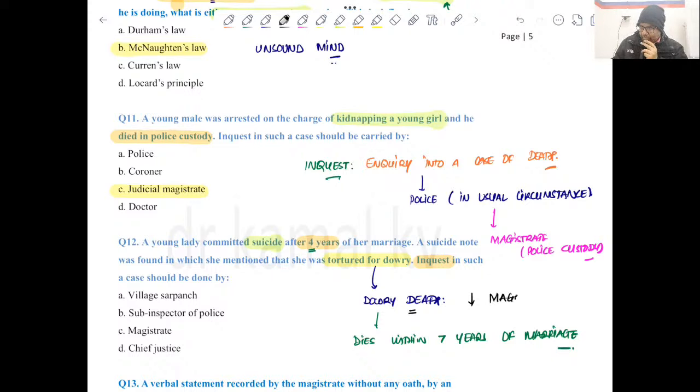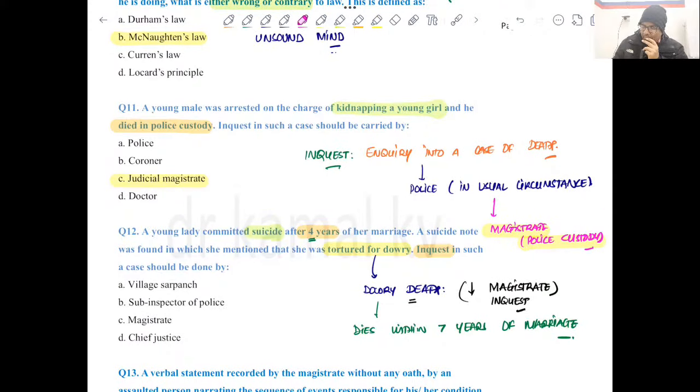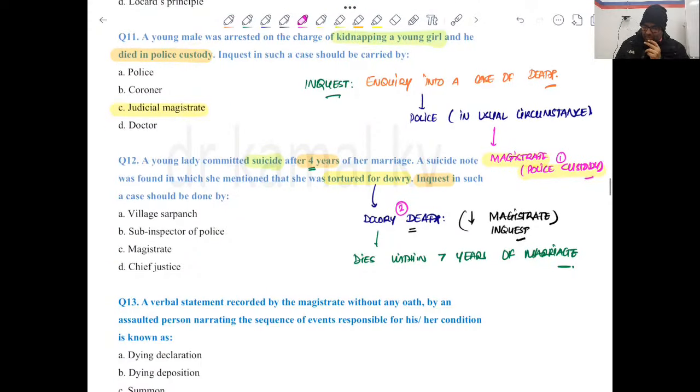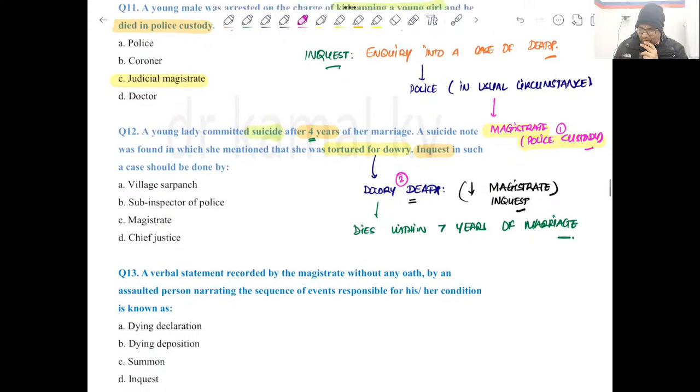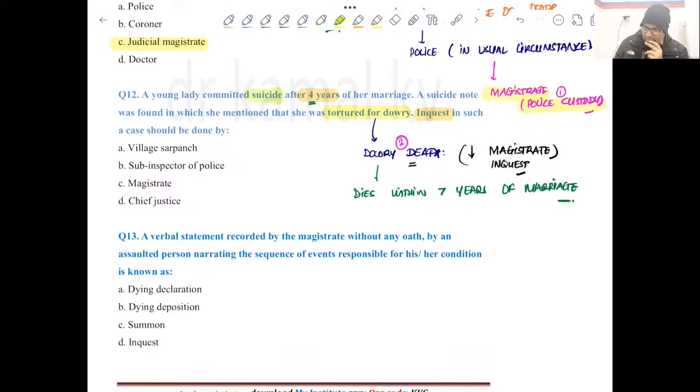Inquest is done by magistrate. Clear? So there, magistrate inquest. So 2 points you need to remember for magistrate inquest: if there is a death in police custody, or if there is dowry death. Okay, so please remember this dowry death, and magistrate has to take out the inquest here. And the time duration is 7 years of marriage, within 7 years of marriage.